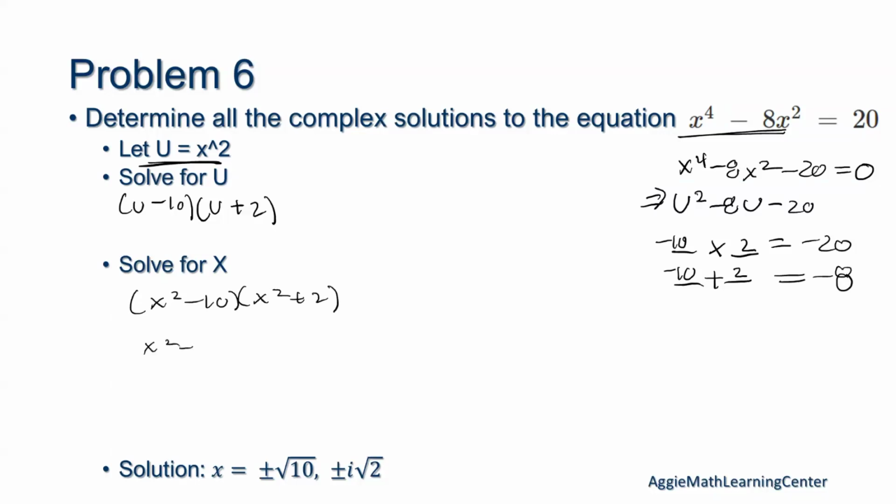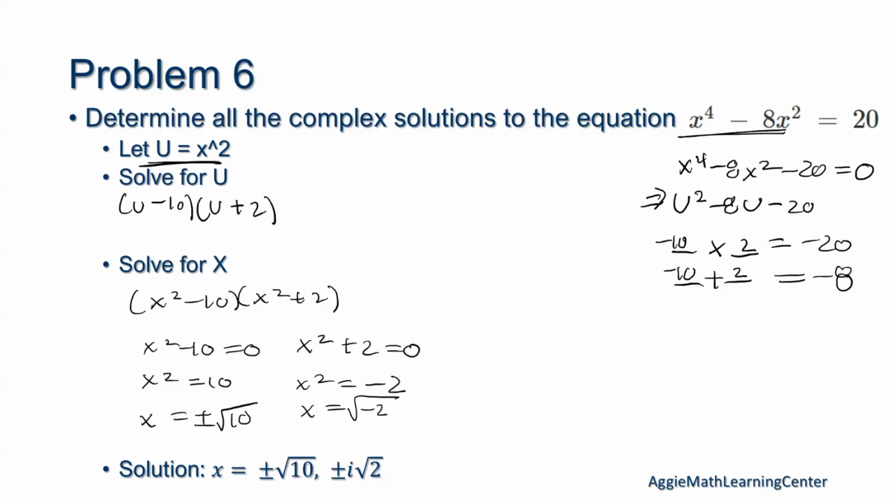So x squared minus 10 is equal to 0 gives us x squared is equal to 10. So x is equal to plus or minus the square root of 10. And for the other one, x squared plus 2 is equal to 0, so x squared is equal to negative 2. So x is equal to plus or minus the square root of negative 2. Bringing the negative out, x is equal to plus or minus i square root of 2.